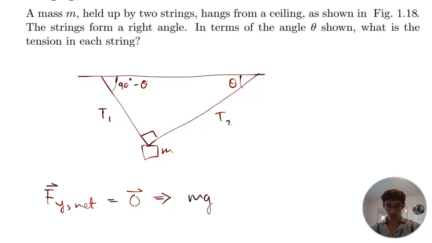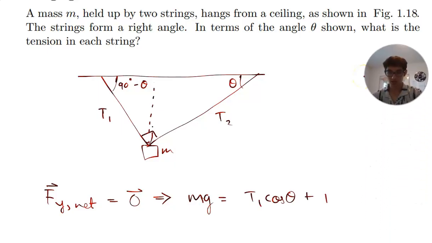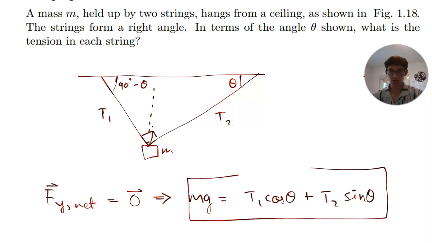Which means that, well, what's the force downwards? That's going to be mg, right? And then, well, okay, there are a few different ways of doing it. We can just say that the force downwards, mg, is going to be equal to T1 times, so tension 1 times the sine of 90 minus theta, which is tension 1 cosine of theta. And then over here, we're going to have tension 2 sine theta. So this is one of the equations that we have, right?